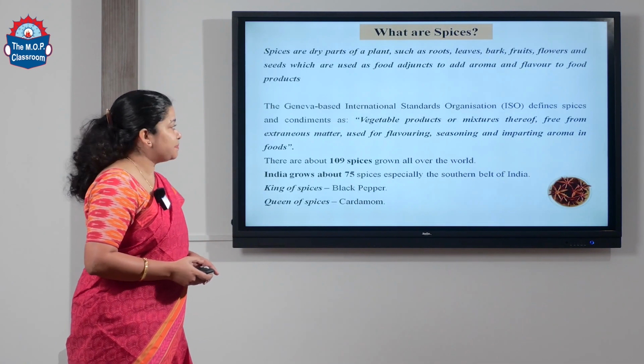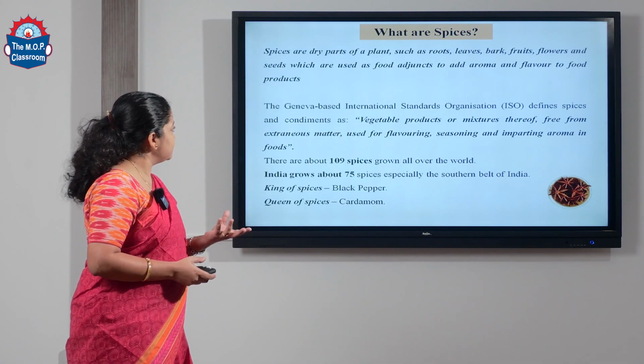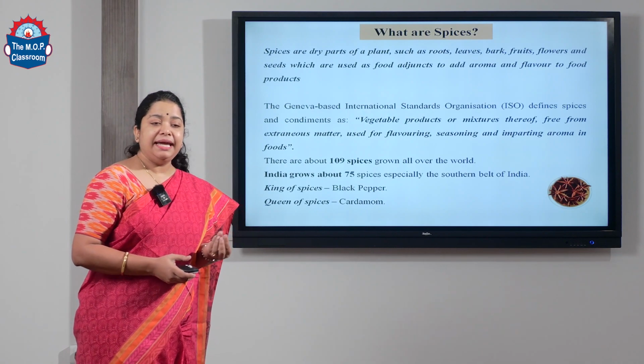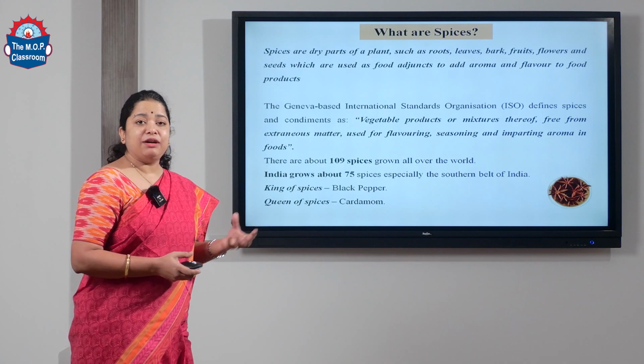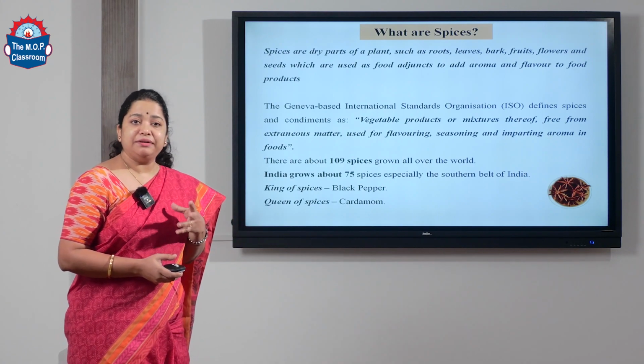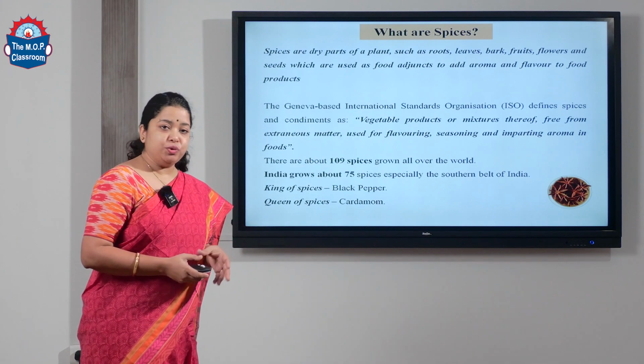Here, what are spices? The basic definition of spices is that it's a part of a plant. It can be the bark, the flowers, the fruits, the seeds, and when they are used in any culinary preparations, they add aroma and flavor to the foodstuffs.